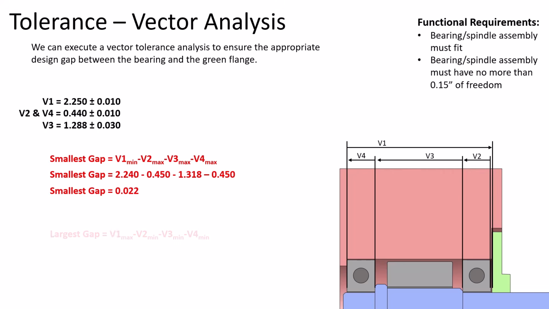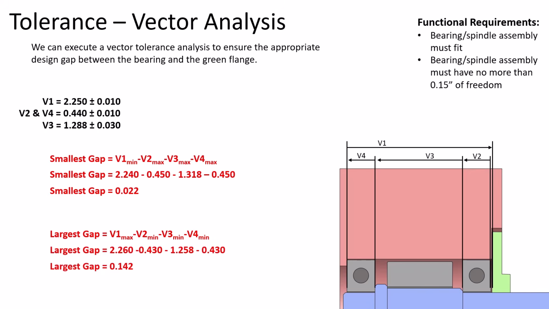And we could do the same thing for the largest gap. V1 max minus V2 min minus V3 min minus V4 min. And that would result in the largest gap. So V1 came in really big, and V2, V3, and V4 came in really small. That's the result of a largest gap. And we can see that the largest gap would simply be 0.142.